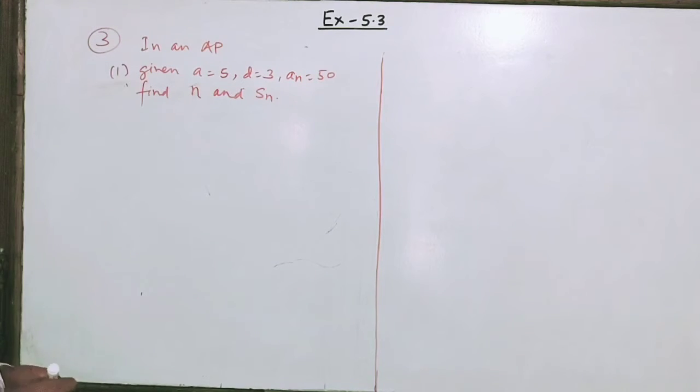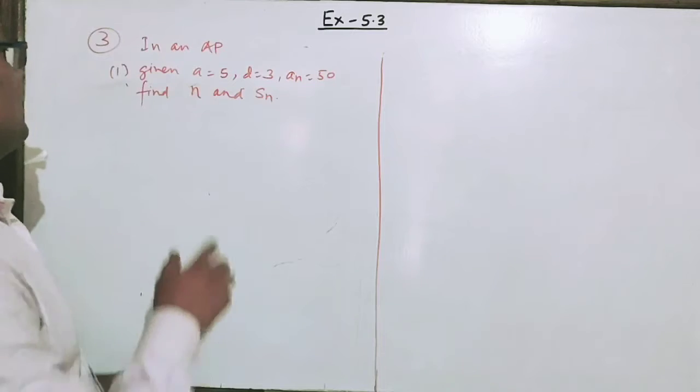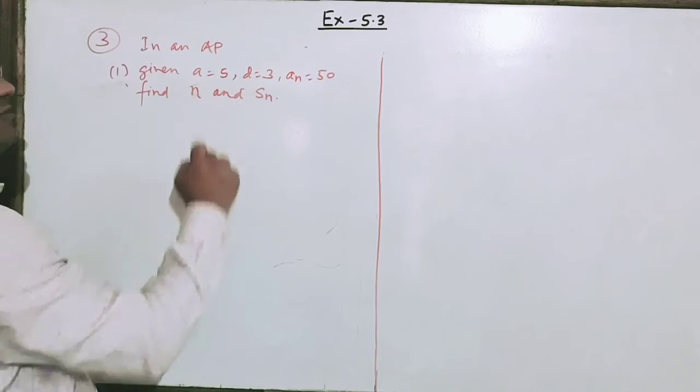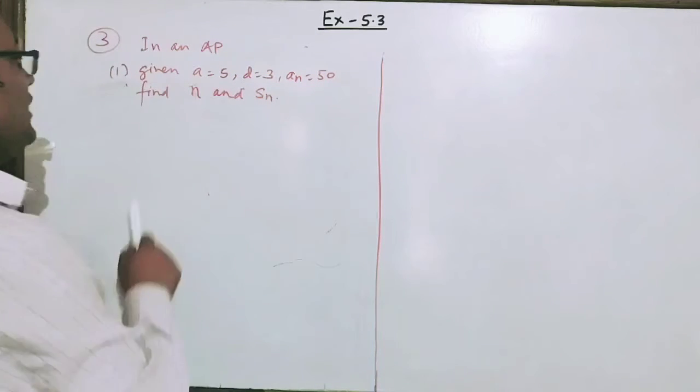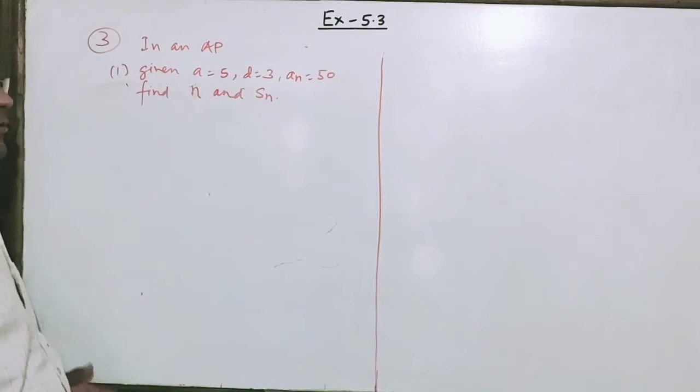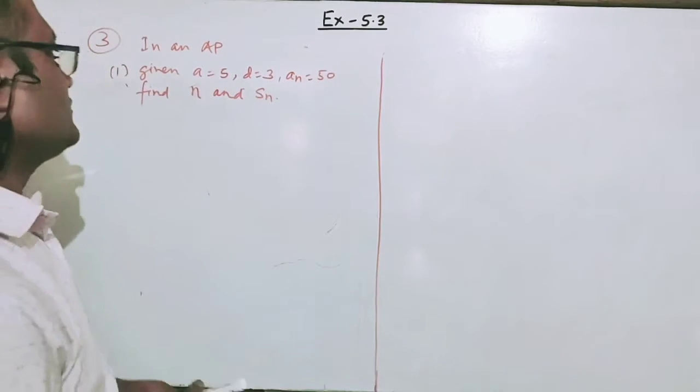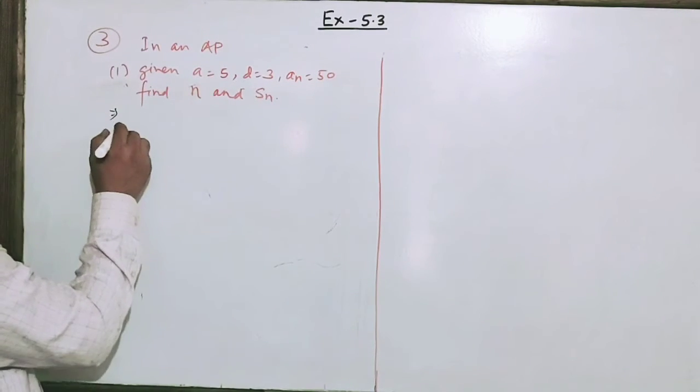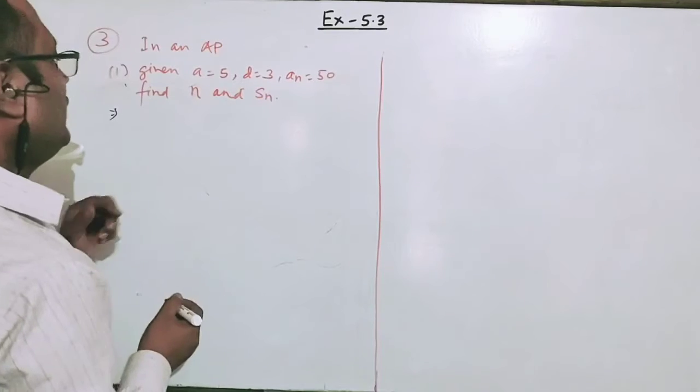Now we'll start question number 3. In an AP given a equals 5, d equals 3, an equals 50, find n and Sn. Number of terms and sum of n terms. So how will you find out? Use the formula for finding n.